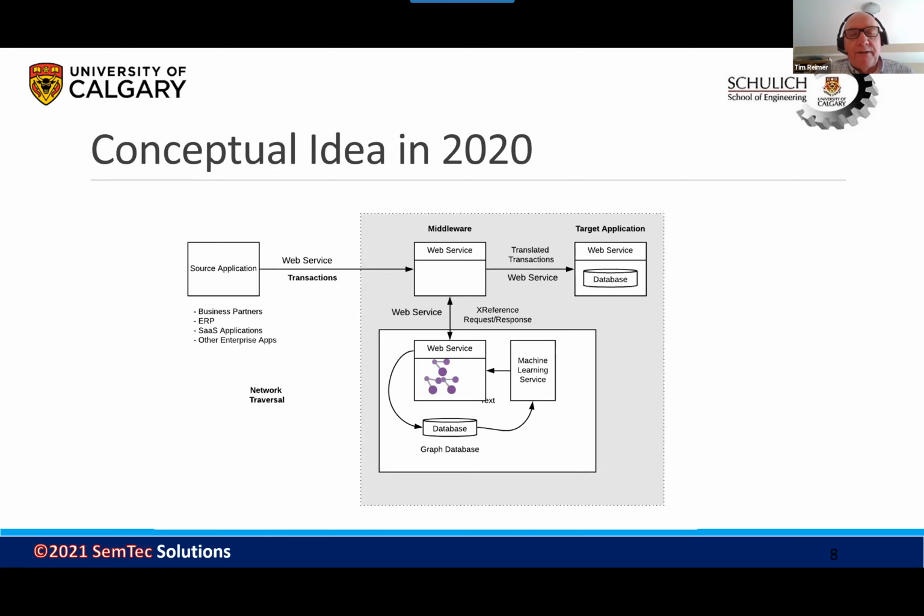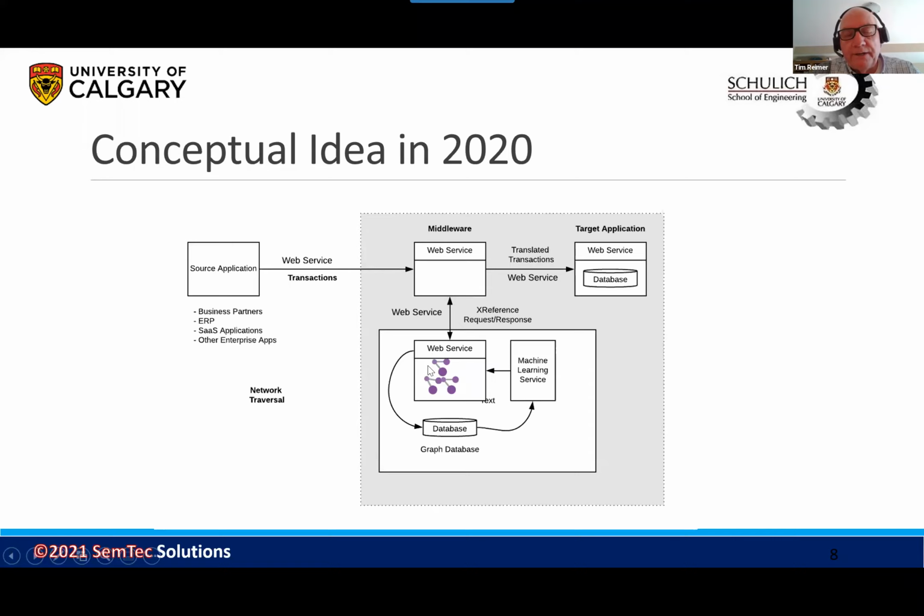So the conceptual idea was in 2020, actually a little earlier, in 2019. I drew up a concept diagram and said, okay, here's a source application, and then we have the standard middleware that every other company has, whatever product they're using. And then we have a target application. I said, let's keep the syntactical transformation inside the middleware. They know that best. But why don't we build a service offering around this whole semantic transformation and come up with a new approach of how to deal with that? That's kind of where I was going with this.